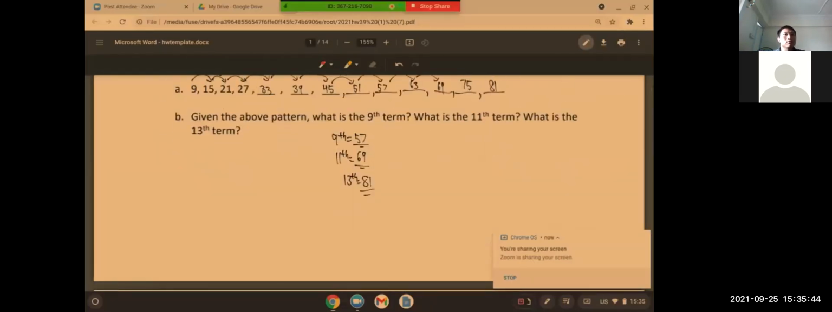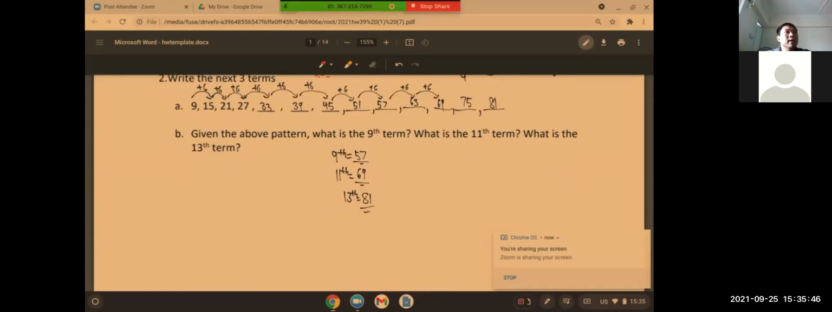Okay, over here. Slowly. Write the next 3 terms. I asked you to write the next 3 terms. How can you write so many terms? Yeah, the next 3 is 33, 39, 45. Can you circle the next 3? They asked for the 9th term. How do you get 57?